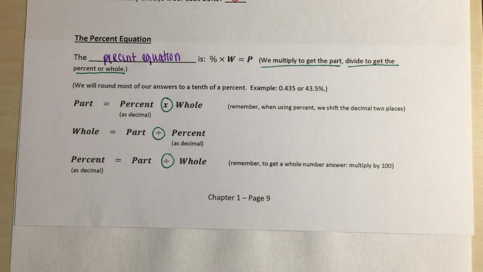For the most part, we're going to round most of our answers to 1/10 of a percent. 1/10 of a percent is going to be one decimal place after our decimal point. So for example, 0.435, we're going to write as 43.5%.